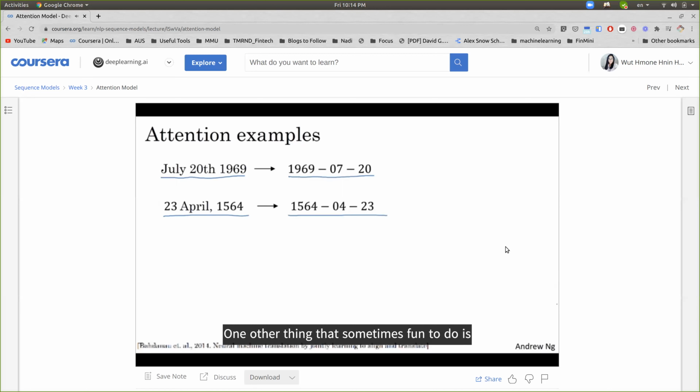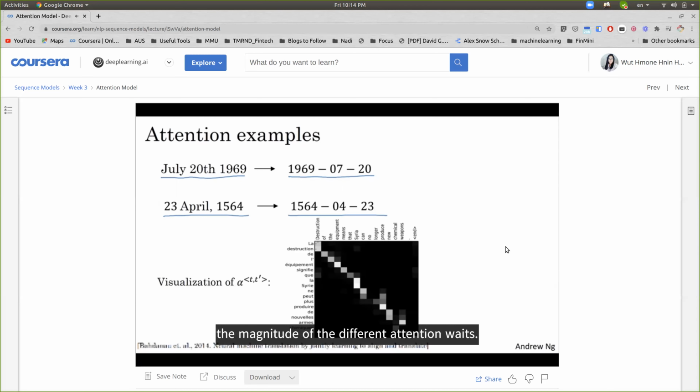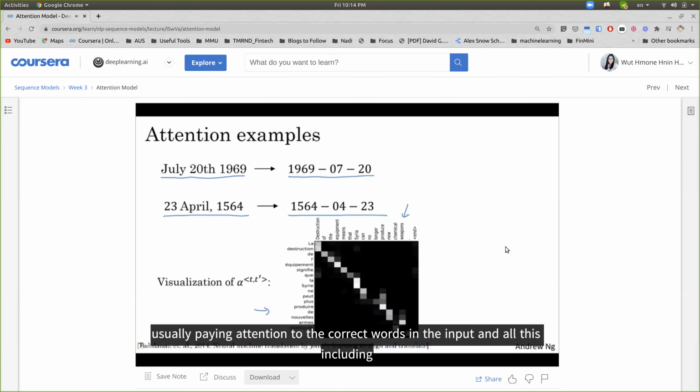One other thing that's sometimes fun to do is to look at the visualizations of the attention weights. So here's a machine translation example. And here we plotted in different colors the magnitude of the different attention weights. I won't spend too much time on this, but you find that the corresponding input and output words, the attention weights will tend to be high, thus suggesting that when it's generating a specific word, the output is usually paying attention to the correct word in the input.